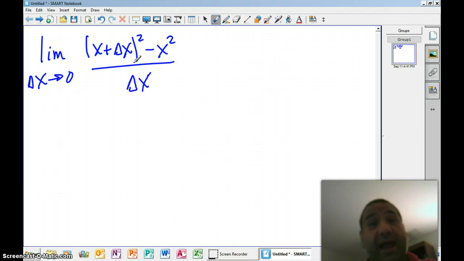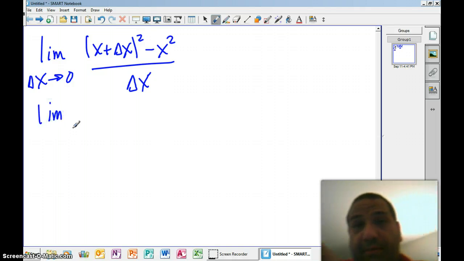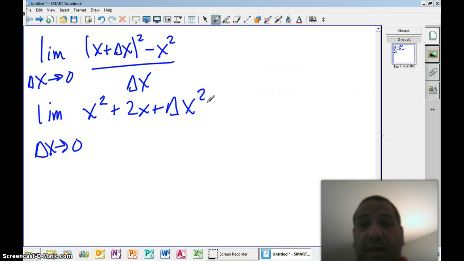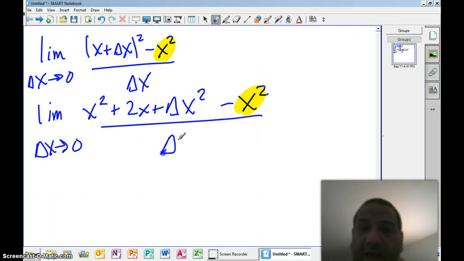Well, just looking at it, I don't see any way to factor it. So, to do this problem, I'm going to FOIL it. Back to the FOIL thing. So I'm going to bring down my limit. We're going to bring down the limit as delta x goes to 0. And it's going to be x squared plus 2x plus the delta x squared. That's the FOILage. And now this guy comes along for the ride, and that's all over delta x.